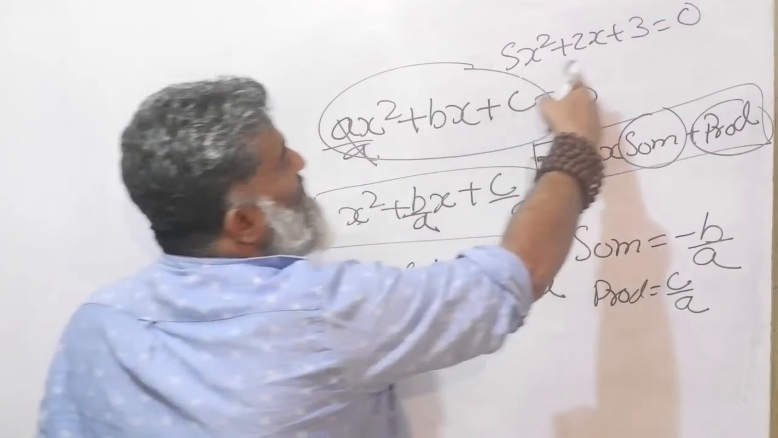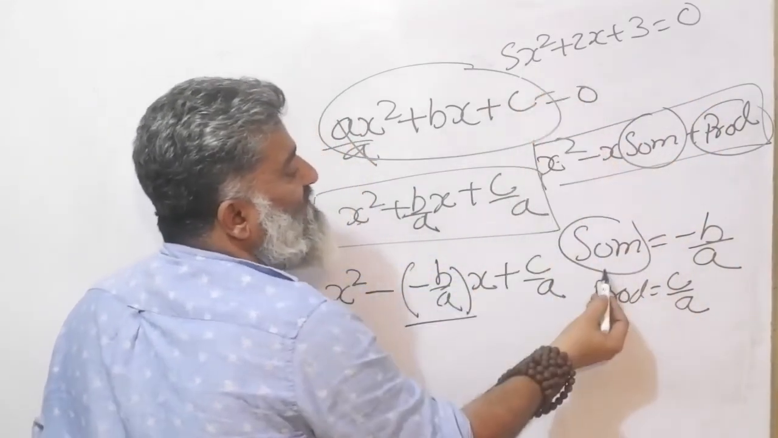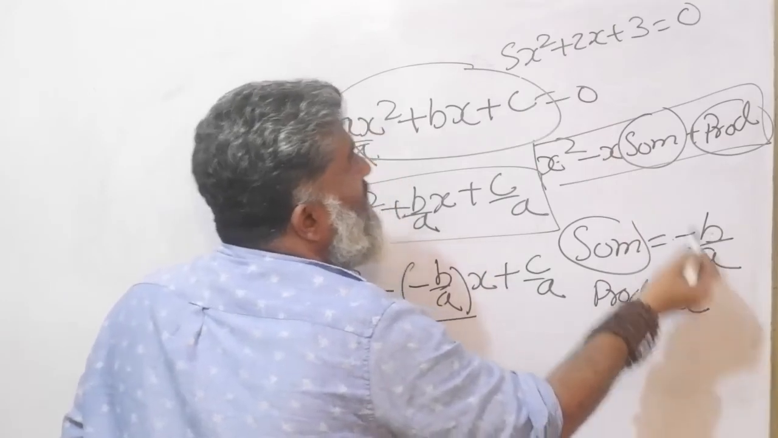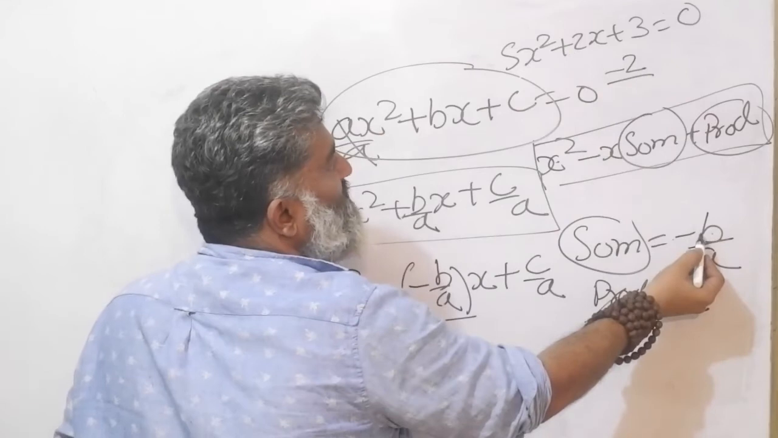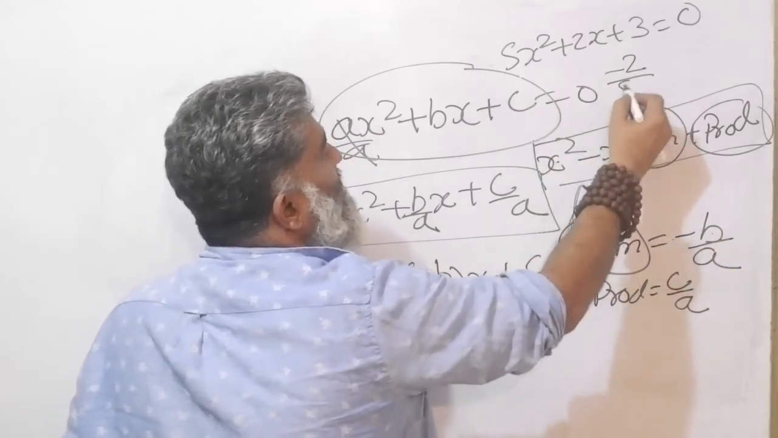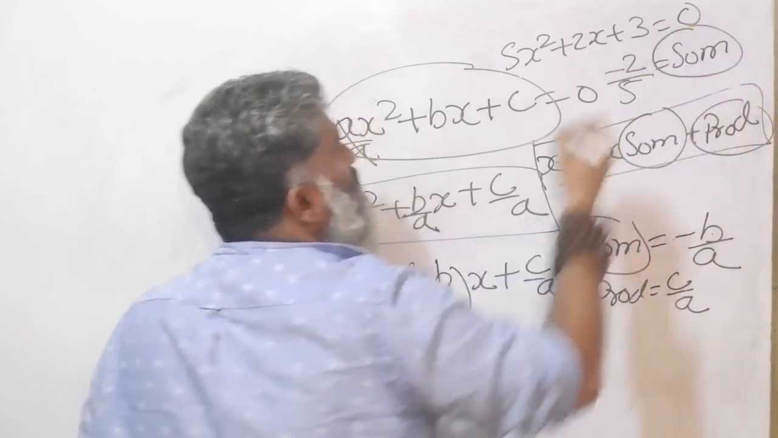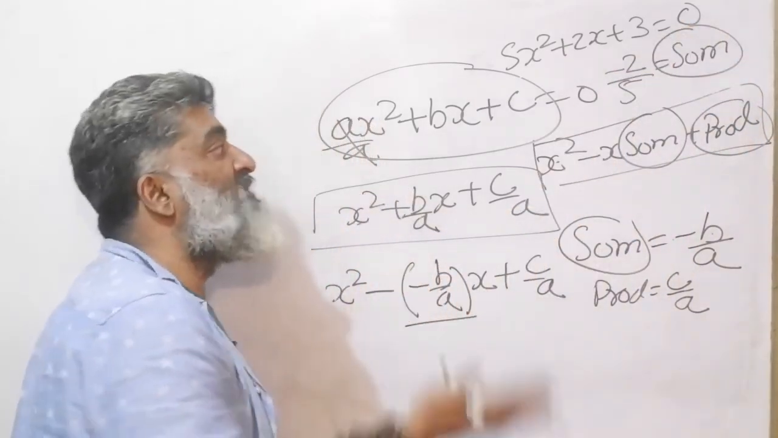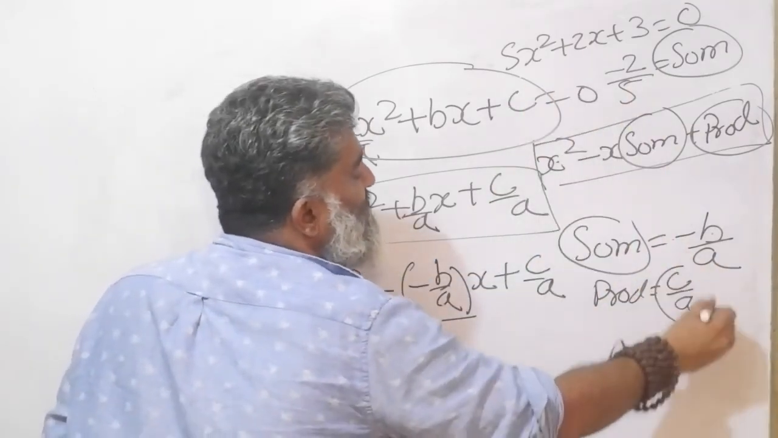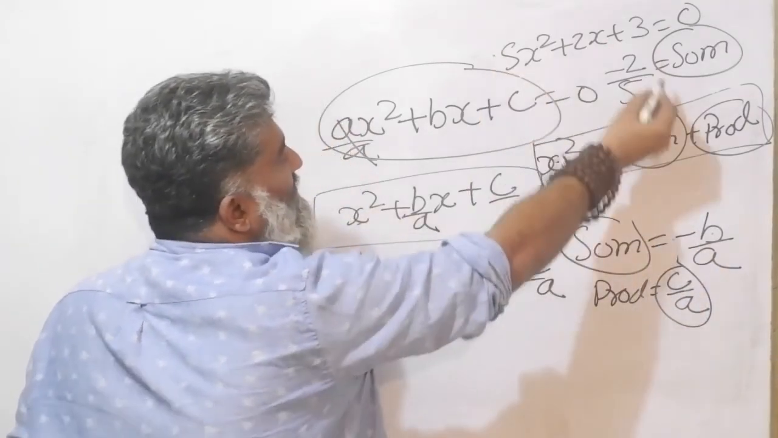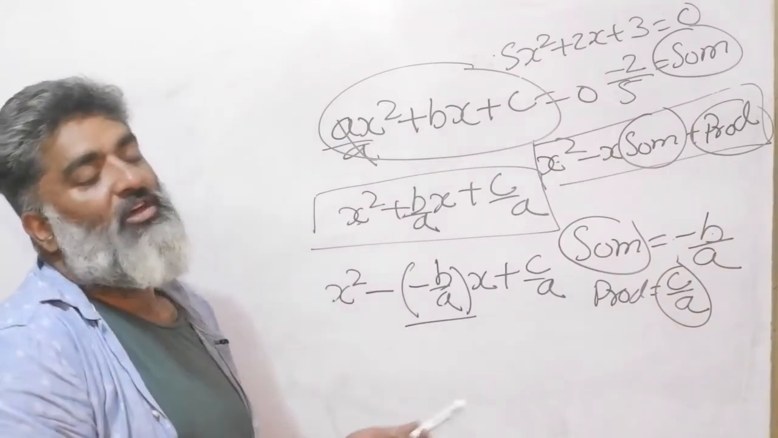So if I have an equation like this and I want to find the sum of the roots, what is the sum? Minus b by a. What is b here? 2. So you write minus 2. Why? Because you want minus b and you put the 5. So minus 2 by 5 is going to be the sum of the roots. We haven't found the roots, but I can find the sum of the roots. What is the product going to be? It is a simple c by a. So a simple 3 by 5 would do, and that would be the product of the roots.